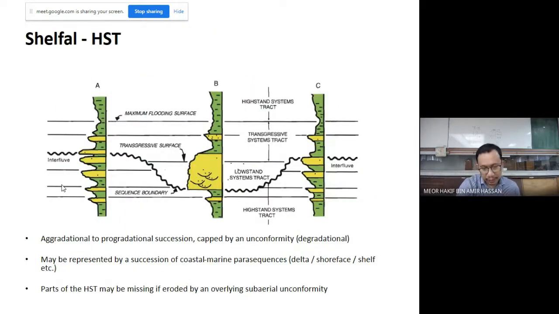Okay, so the last systems tract we'll look at is the HST, and let's look at the expression of the HST in the vertical succession. Yeah, so it is going to be above the TST here. It's going to be the shaliest part here, but it's going to shallow upwards. So what you get is an aggradational to progradational succession. It's going to be capped by an unconformity. Okay. So aggrade, prograde, shoaling upward. Then you have a sequence boundary at the top.